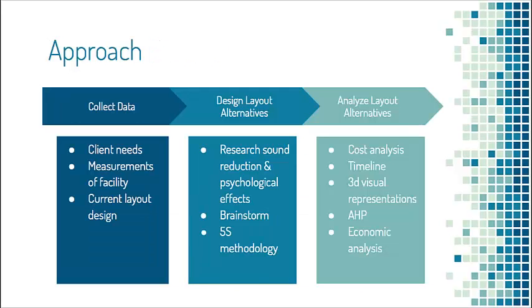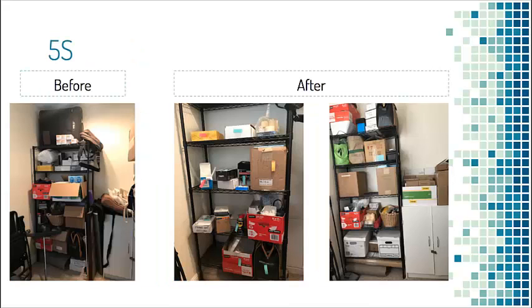Our approach to the problem statement began by gathering our client's needs and taking measurements of the facility. Next, we designed our layout alternatives using research and conducting a 5S cleanup of the storage area. And then lastly, we created the deliverables for each alternative, which included a cost analysis, construction timeline, and a 3D visual representation. We also used analytical hierarchy process analysis to choose the alternative we think is the best and conducted an economic analysis on the changes we suggest.